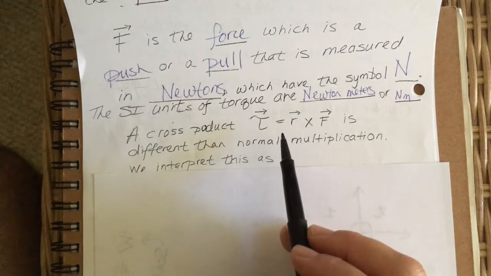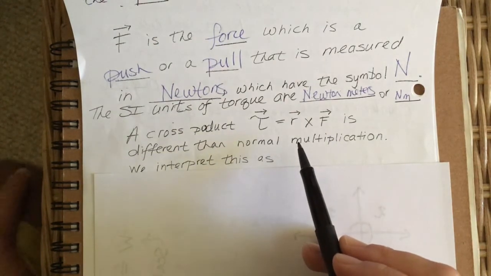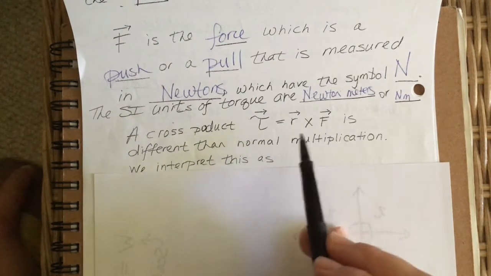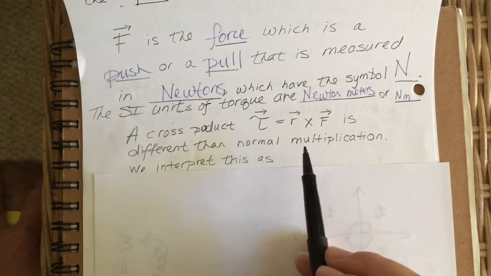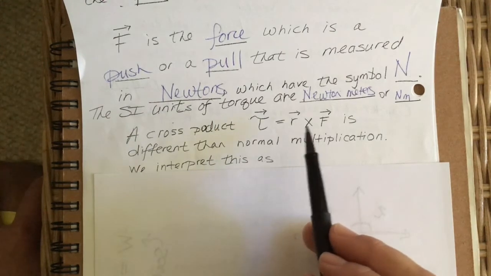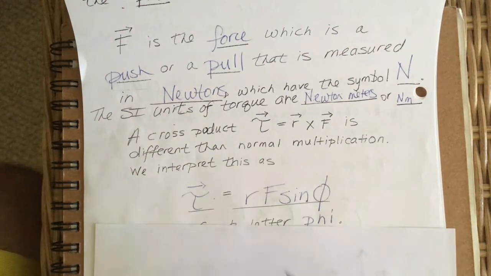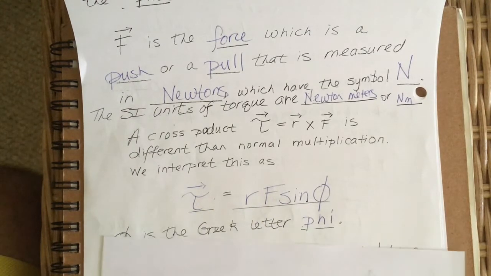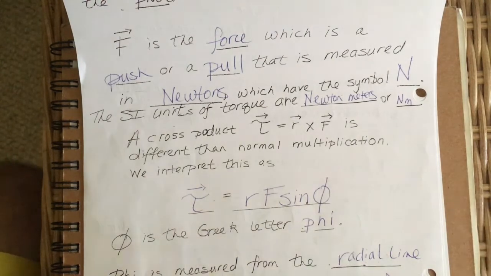Just like work was F dot D, here it's R cross F, which is different than F cross R, so we have to be careful about the order we say it in. R cross F is really going to turn into R F sine theta, or phi. We can use a different Greek letter here, however you say it. It's fine, you can say it either way.